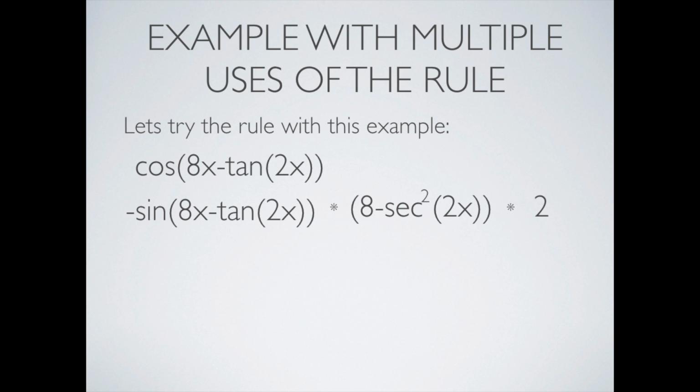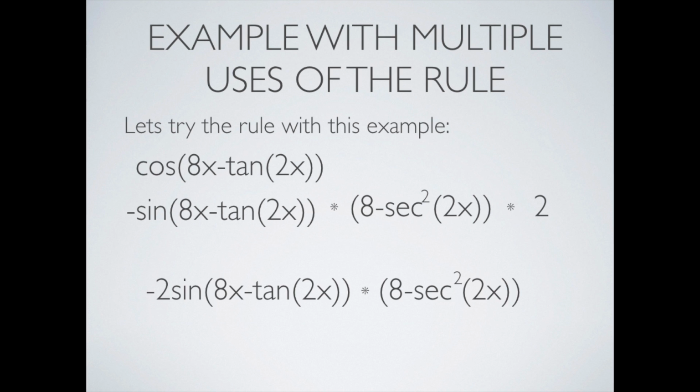Here we will just clean up our work to make it a little more formal, and we will be left with -2 sin(8x - tan(2x)) multiplied by (8 - sec^2(2x)). And that is our final answer.